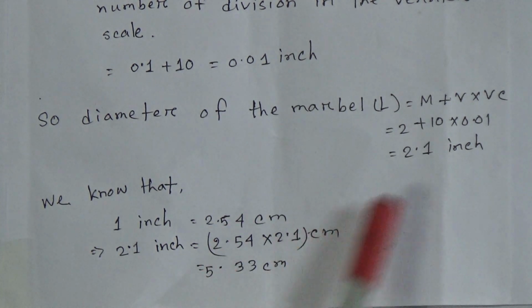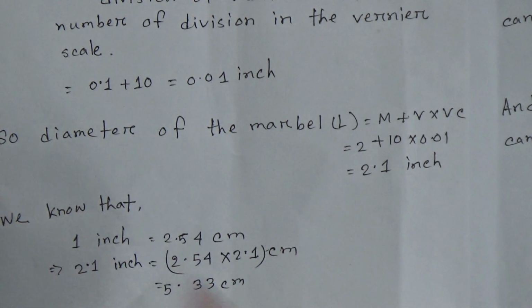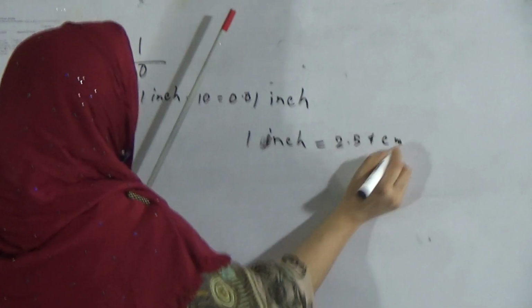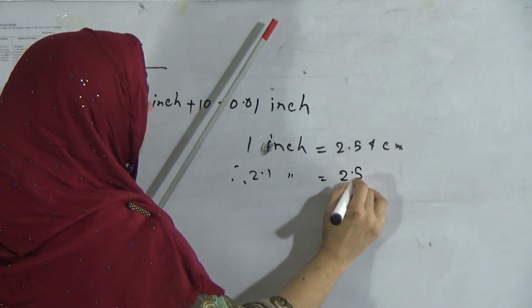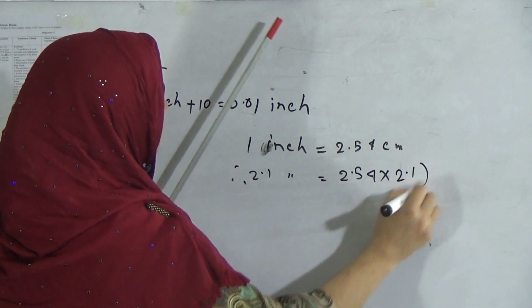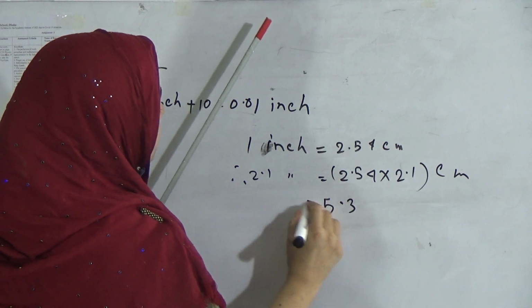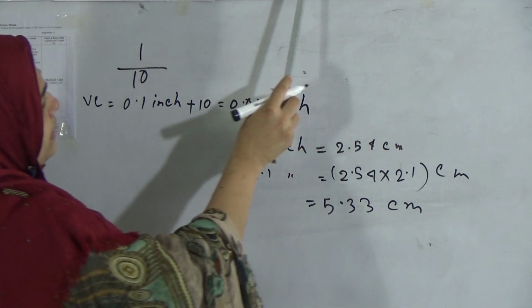Now we have to convert this inch into centimeter. We know 1 inch equals 2.54 centimeter. So 2.1 inch equals 2.54 into 2.1 centimeter. That means it will be 5.33 centimeter. So the diameter of the marble is 5.33 centimeter.